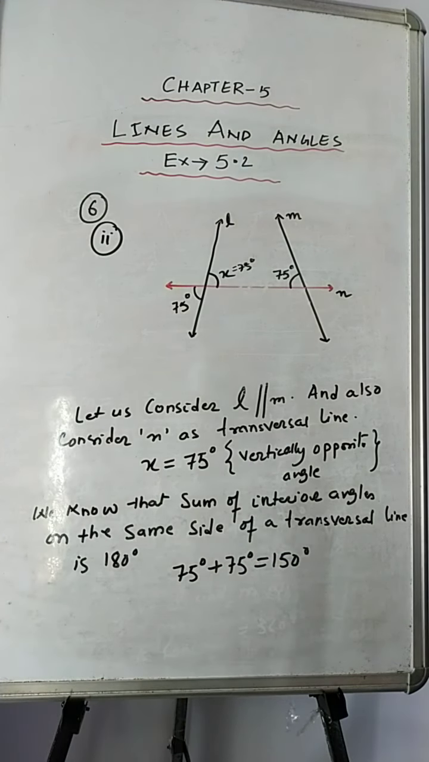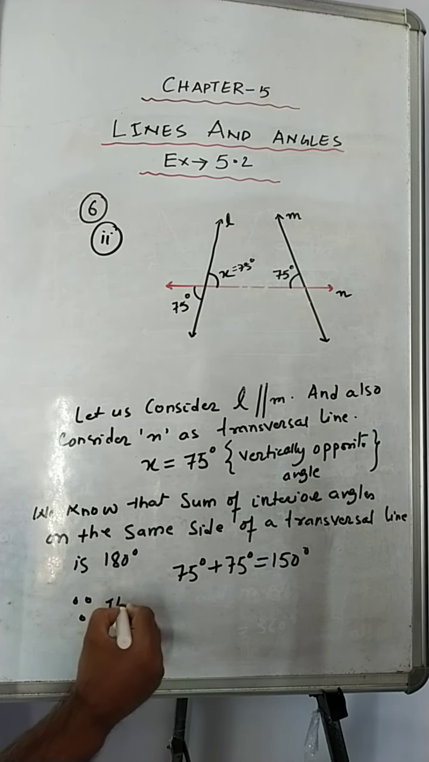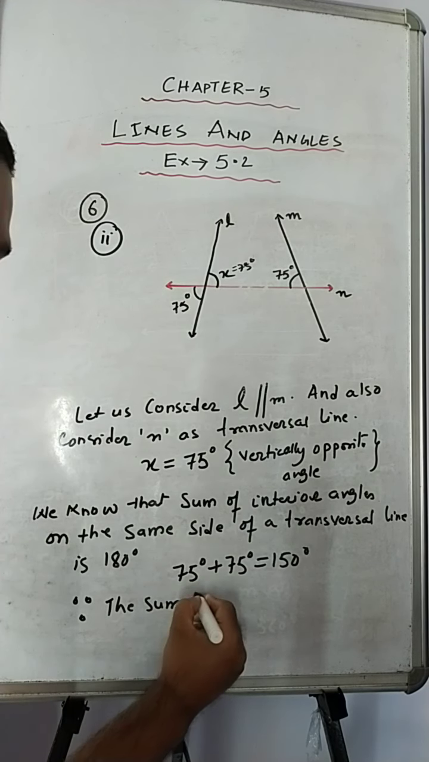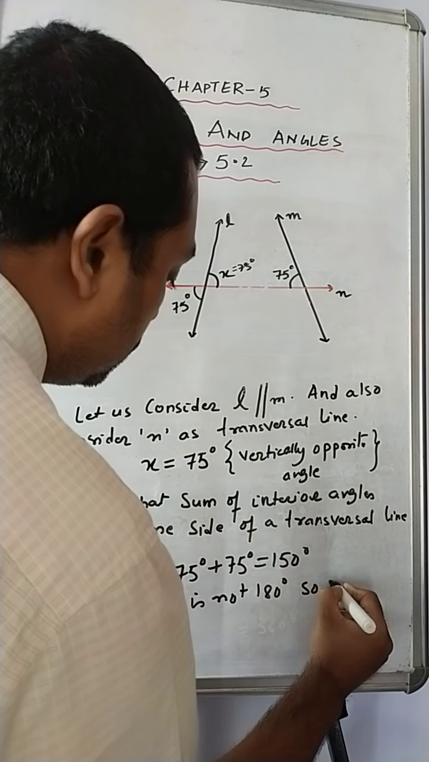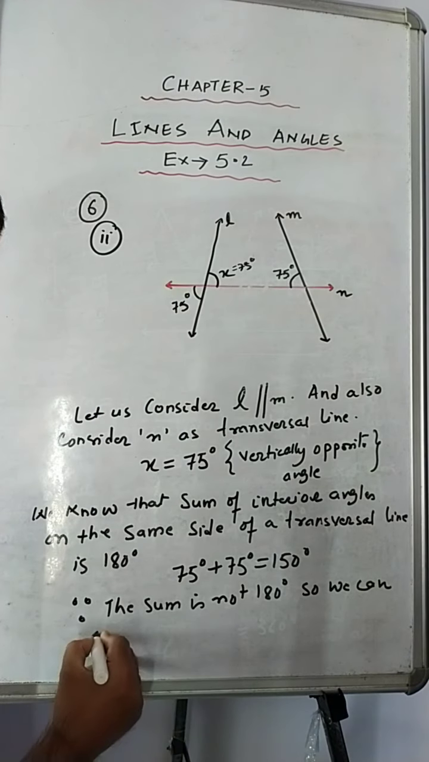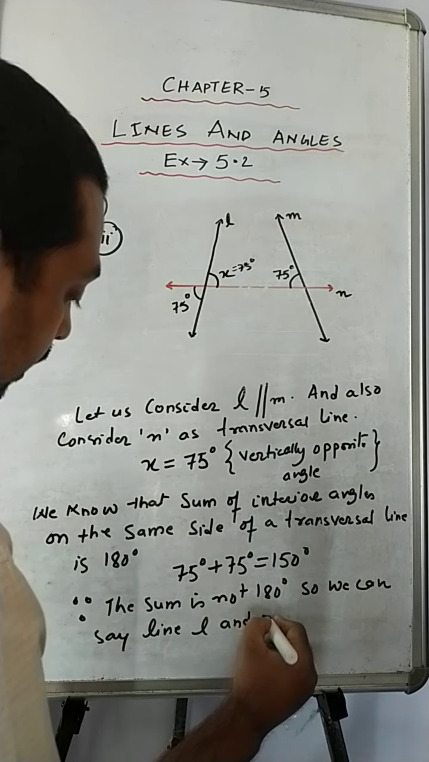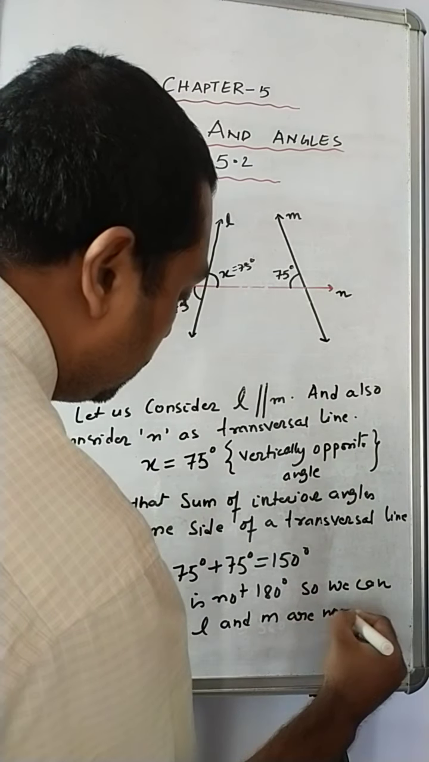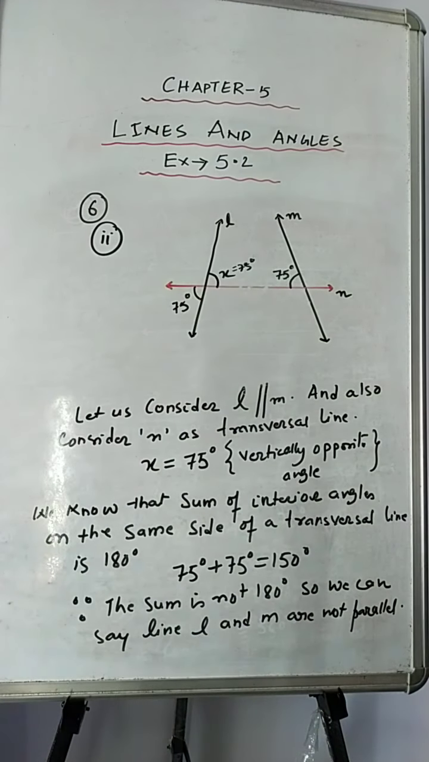No, the sum is not 180 degrees. So we'll write, since the sum is not 180 degrees, we can say lines L and M are not parallel. Okay, so this is how we'll conclude the sum. Now let's see sum number 3.